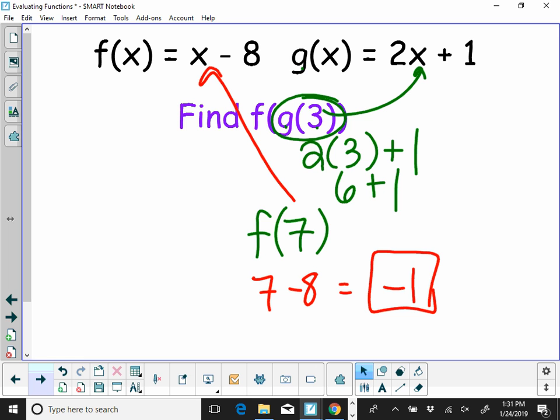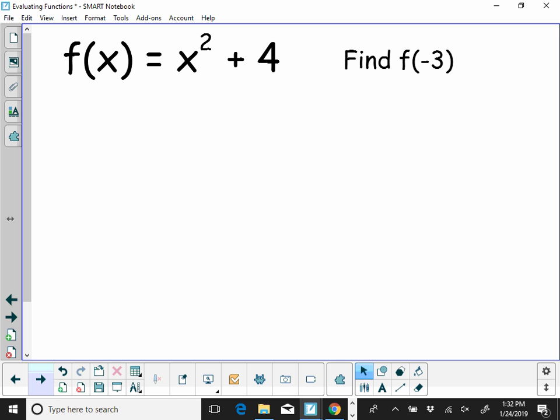Is everybody with me? Okay, start inside, move outside. Once you find out what g of 3 is, then replace it with that value. So I replaced g of 3 with 7. All right, try that.